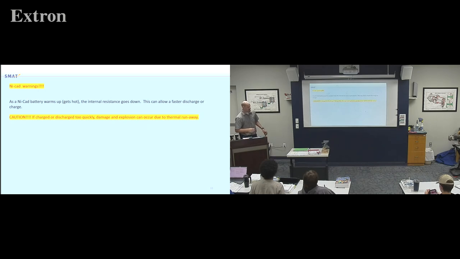All right, this is the slide that kind of has to do with your question, Ziegelbauer, Nathan. NiCad has this warning especially. As a NiCad battery warms up, as it gets hot, the internal resistance goes down. And it can do, I call it a snowball effect, but I guess it'd be the opposite if we're getting hot. Is there an opposite of a snowball effect? The lava effect? As it gets hot, the resistance goes down, and then it gets hotter, and the resistance goes down more. Then it gets a little hotter yet, the resistance goes down even more.